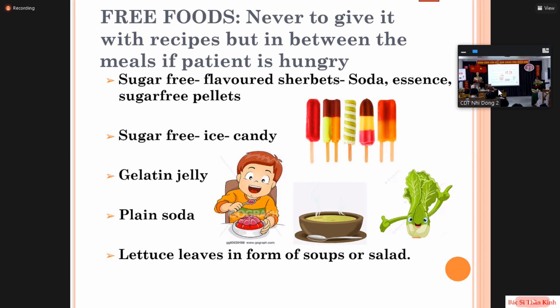It's available easily. You can also make sugar-free ice candy. Okay, if the patient so desires. You can make gelatin jelly. Okay, or you can also give plain soda. And you can also use lettuce leaves in form of soups or salad.